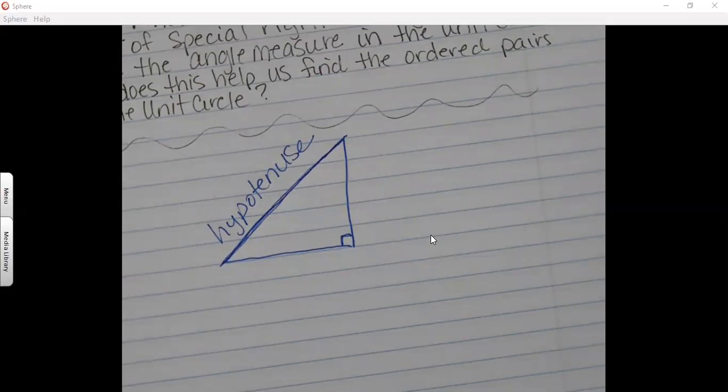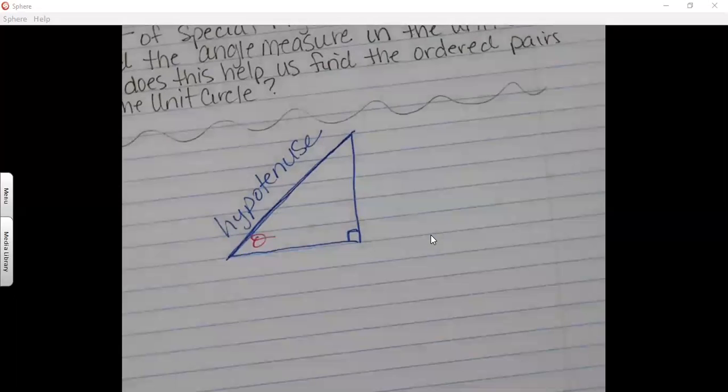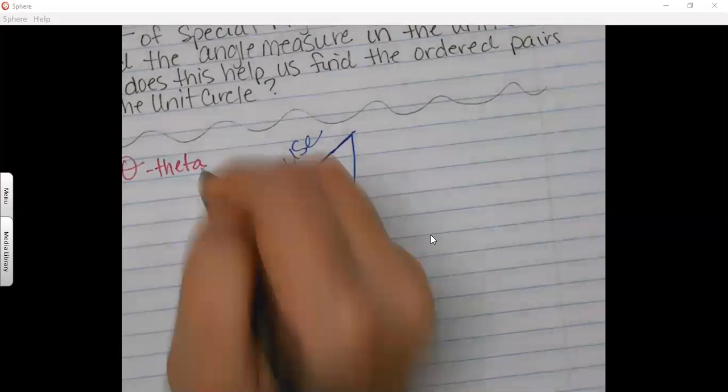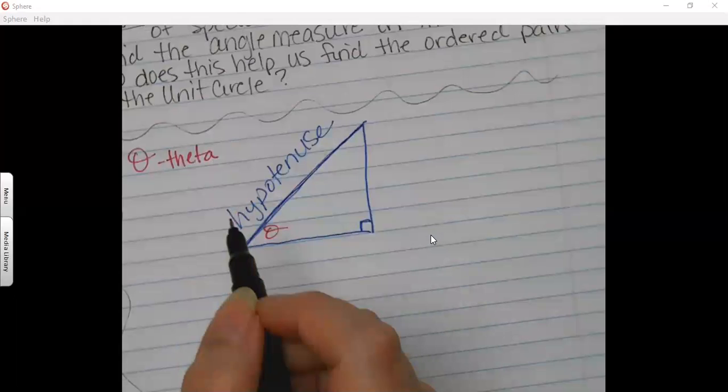Do y'all know what theta is when you're talking about triangles? Theta is in the Greek alphabet. It kind of looks like a 0 with a little loop through it. Theta means the angle that you're referring to at this moment, okay? So I drew my theta here in the bottom left corner.